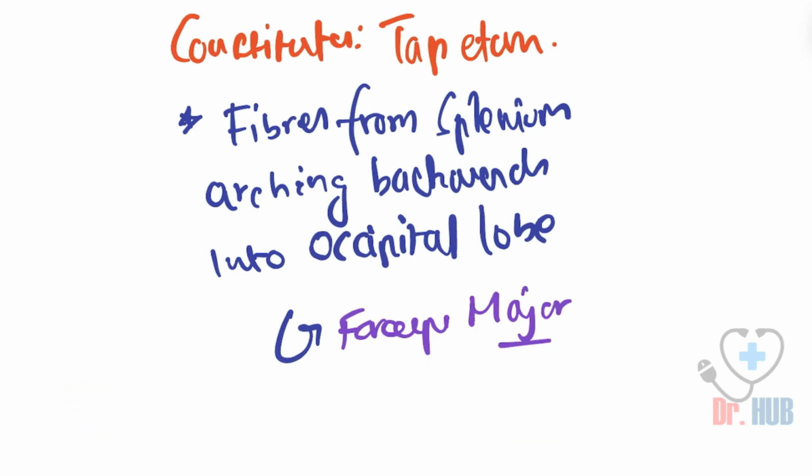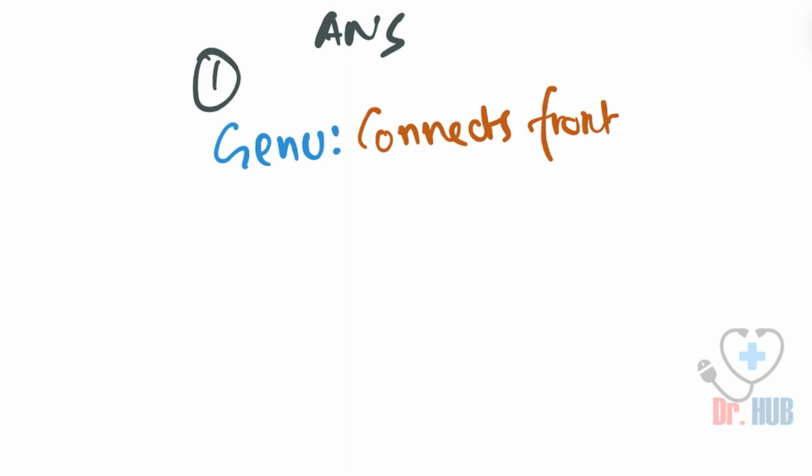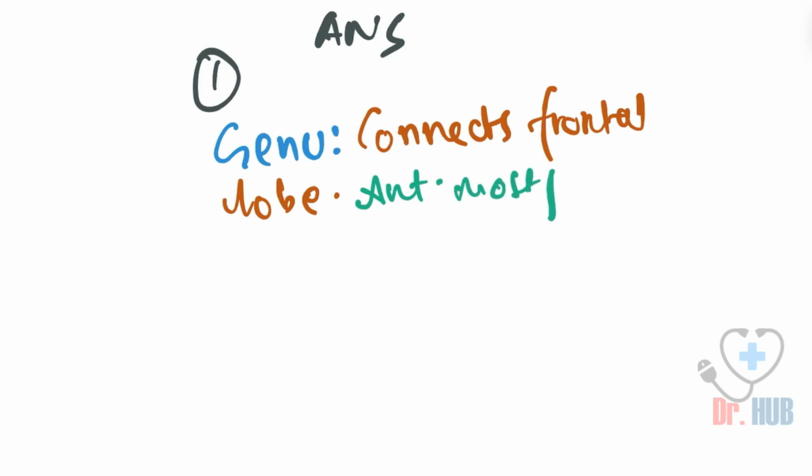So now we get back to answering our questions. The first question we asked was, what is the genu? The genu connects the frontal lobe, and it is the anterior most part.